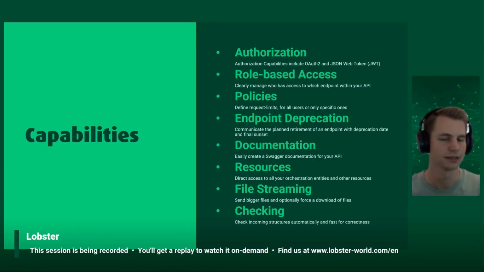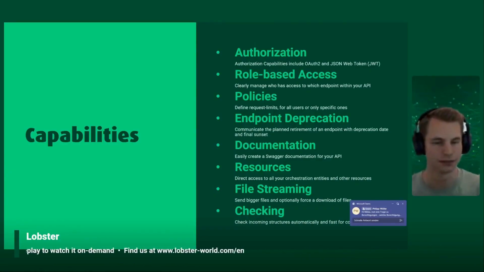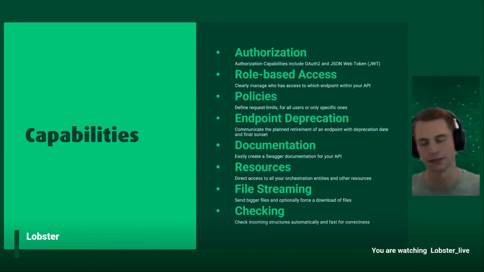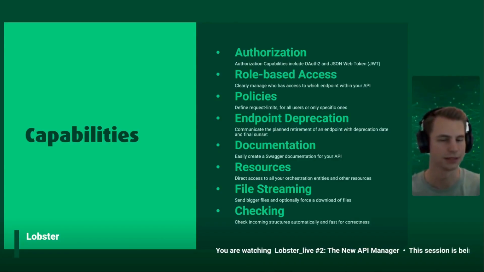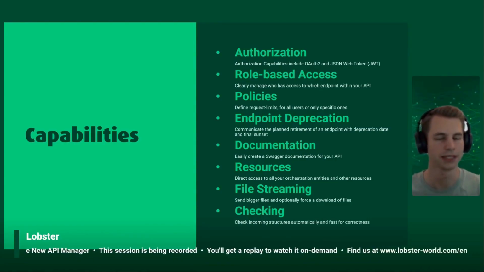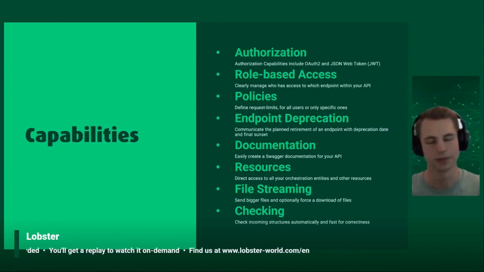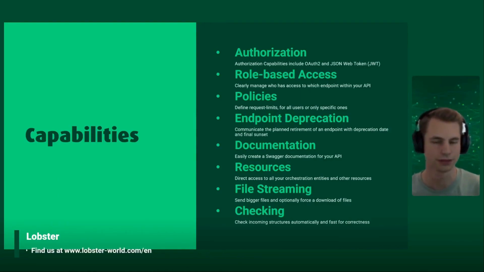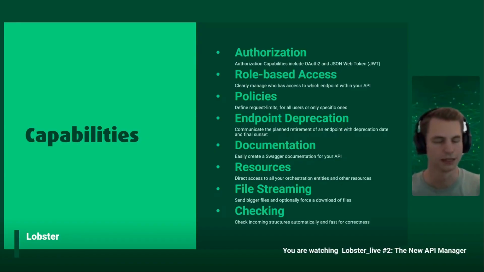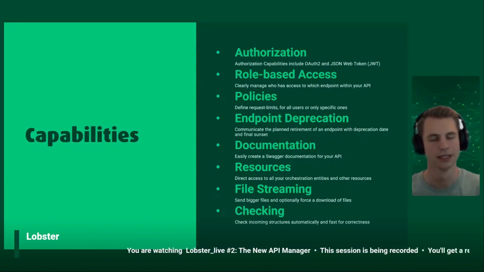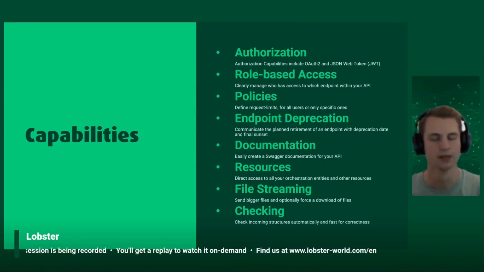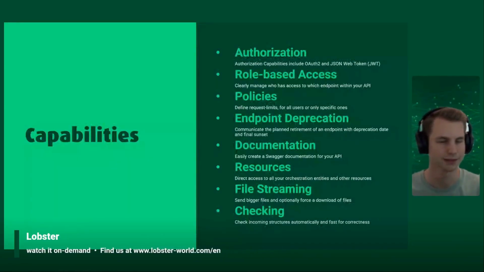Then we have resources. You can, of course, access all your resources directly. So all your orchestration entities and also databases or files that you have on the system, you can access using the API Manager. And we also have file streaming, so you can send even bigger files, for example images or PDF files directly. And you can also force the download of these files if you feel like that. And we have an automatic checking mechanism in our new API Manager as well. So you can check for mandatory fields or also check some correctness checks. We will take a look at that in the demonstration in just a second.